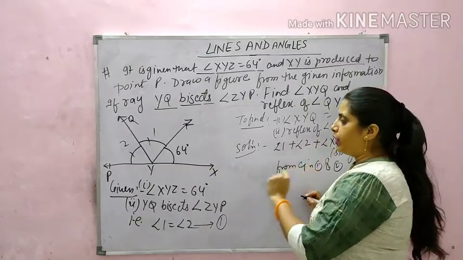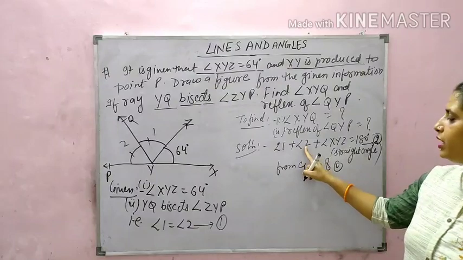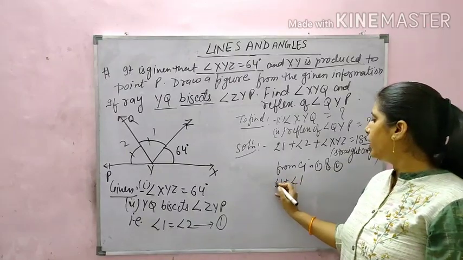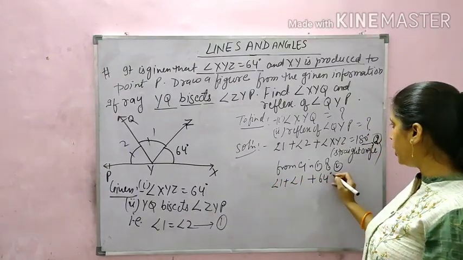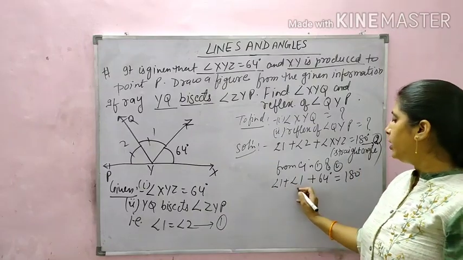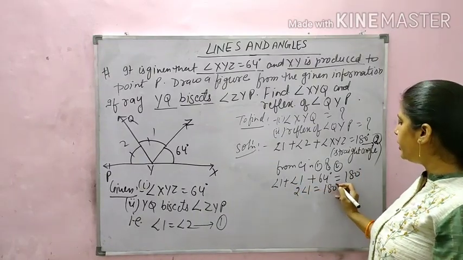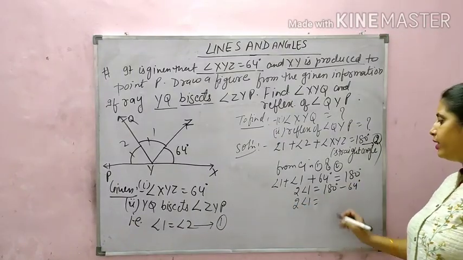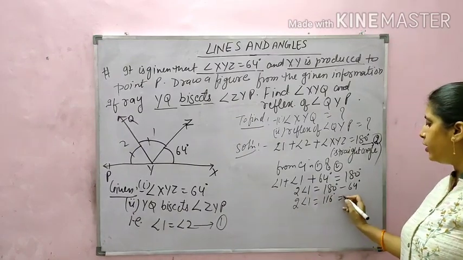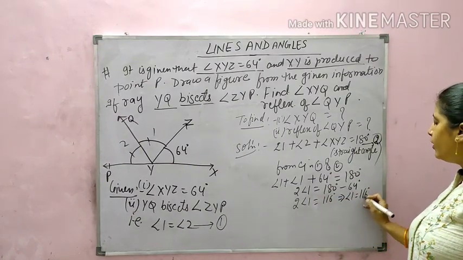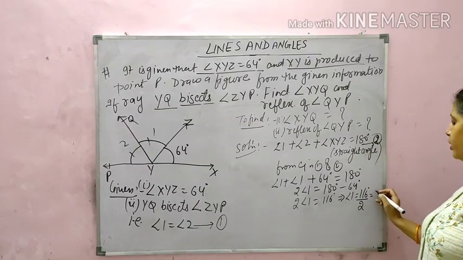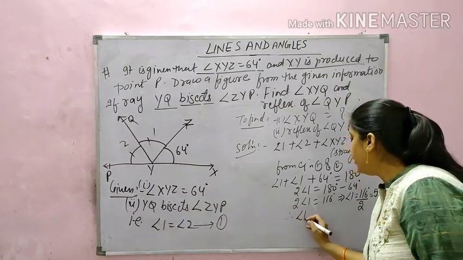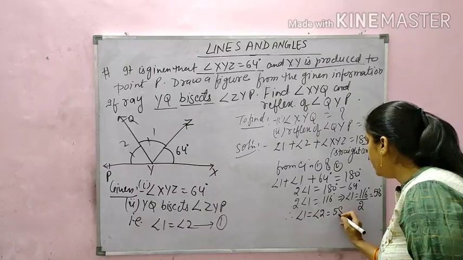Angle 1 equal to 2. Then I will find first of all value of angle 1. It means I am replacing angle 2 by angle 1. Angle 1 plus angle 1 plus XYZ, which is 64 degree, equal to 180 degree. It will be 2 times angle 1 equal to 180 minus 64 degree. If we subtract it, then it will be 116 degree. It means angle 1 equal to 116 degree by 2. It will be 58 degree. Clear? Therefore, angle 1 equal to angle 2 equal to 58 degree.